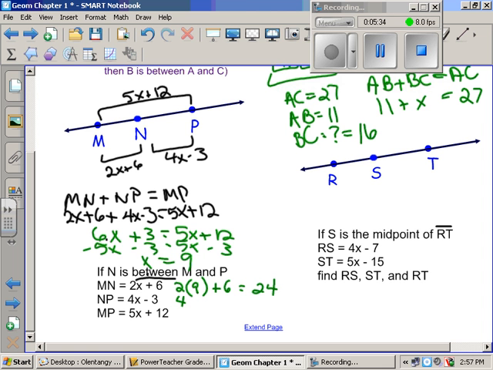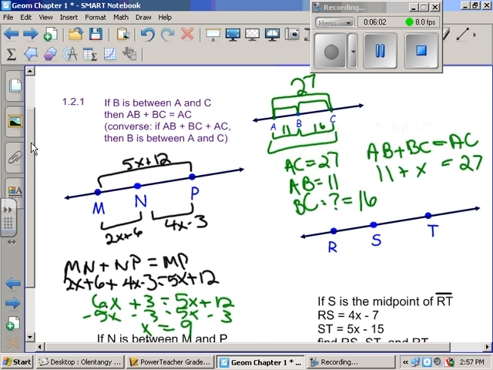NP is 4 times 9 minus 3. So 36 minus 3 is 33. And two ways I could do it: I could plug in 9 again and get 5 times 9 plus 12, which is 57. Or, because I know that these two added together should give me this one, I can just add them together and get 57.